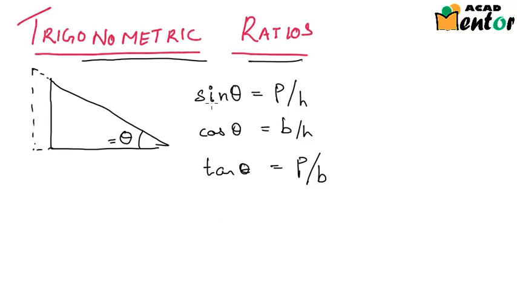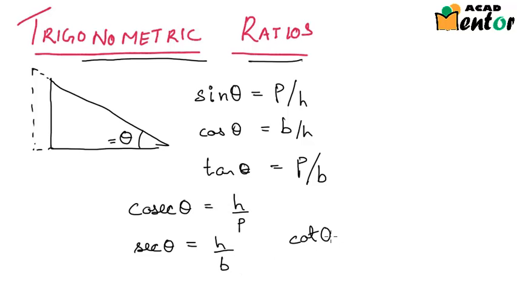Then we saw the inverses of these ratios. Cosec theta was 1 by sine theta, which was hypotenuse by perpendicular. Sec theta was 1 by cos theta, that is hypotenuse by base, while cot theta was 1 by tan theta, or base by perpendicular.